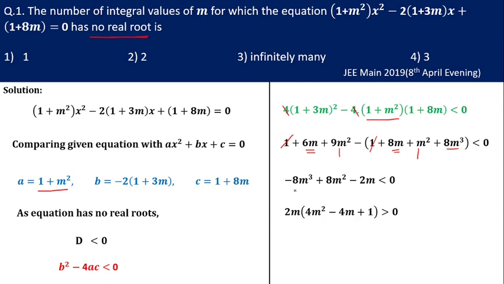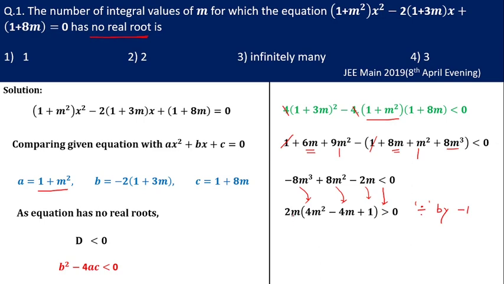Now, I have taken 2m common and divided by minus 1 also. If you divide by a negative number, the inequality changes. Further, I have taken 2m common, so it becomes 4m square, then minus 4m and plus 1. Here I am mentioning divide by minus 1.